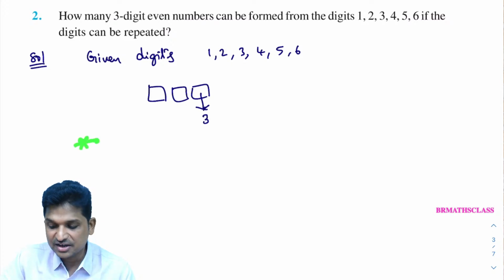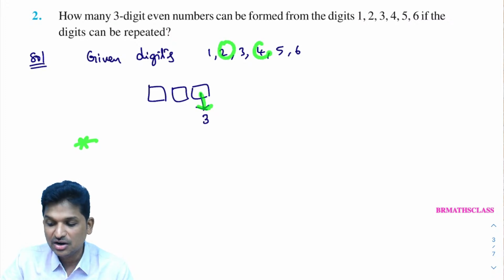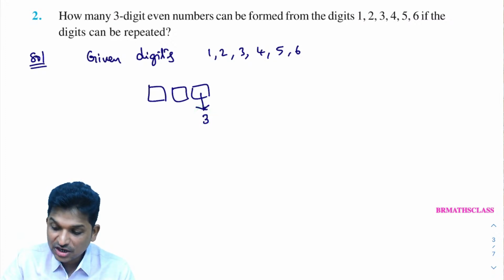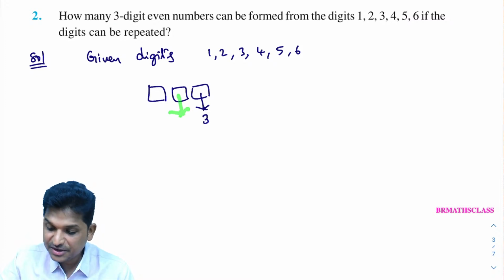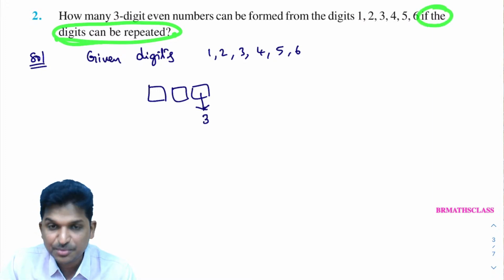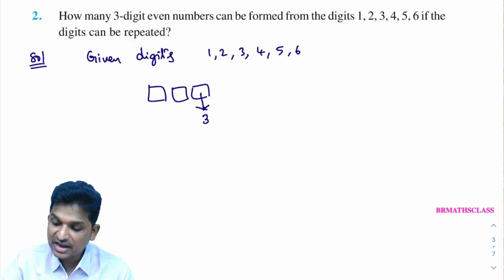What to write in the first step? To form a 3-digit even number, the unit place must be filled with an even number, that is, 2 or 4 or 6. So this can be done in 3 ways. Now, what about this second box? Here repetition is allowed or not allowed? Digits can be repeated, that means repetition is allowed.